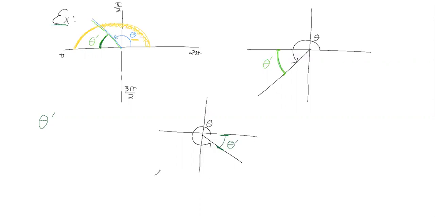So let's write that down. Theta prime in this case would be 180 degrees, but take off theta. Now think about it in radians. In radians, what would we think of? We would think of going from here to here is pi radians.